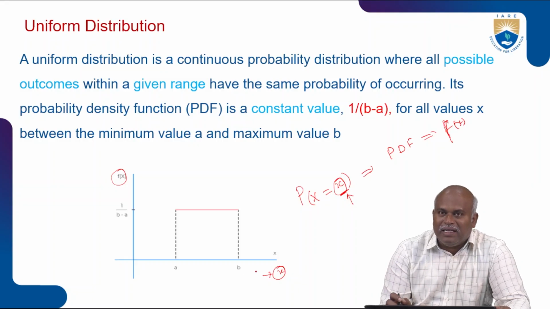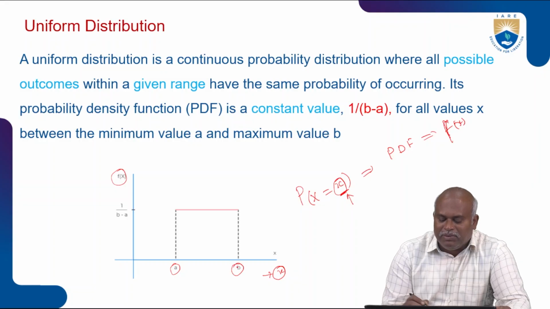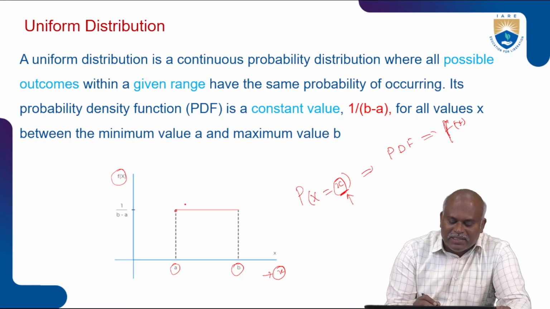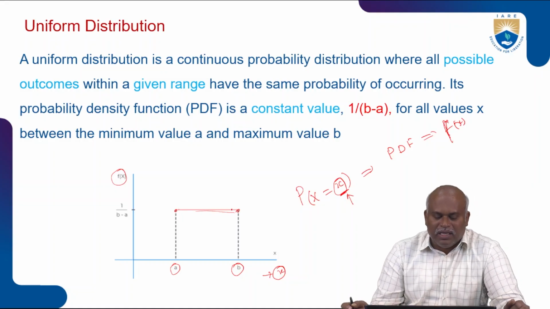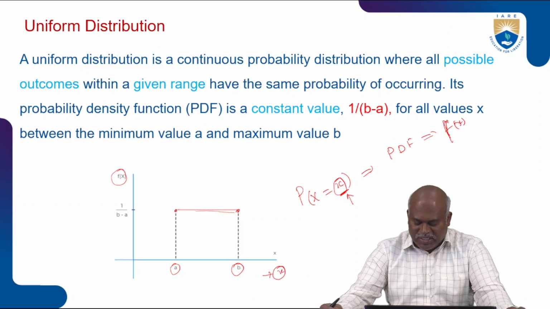In the interval, I take the minimum value as a and the maximum value as b. Between a and b, the probability is represented as uniform. So the probability occurs uniformly. This is what is represented as a uniform distribution.